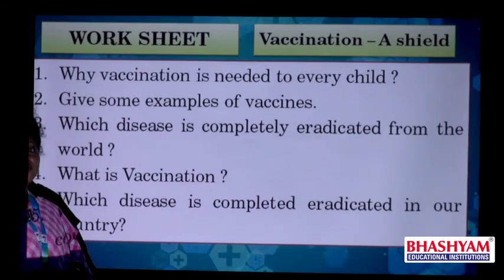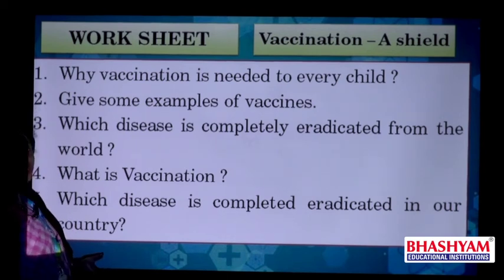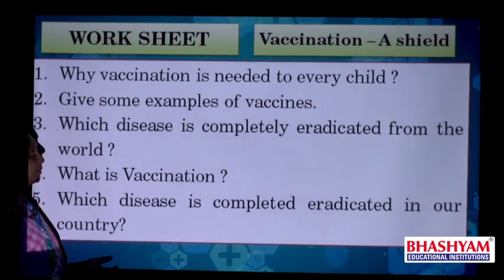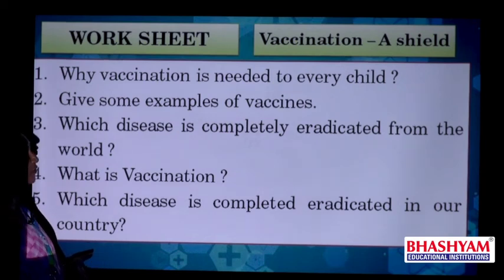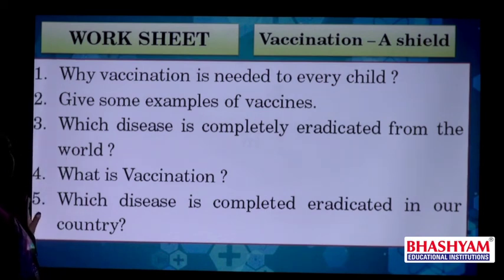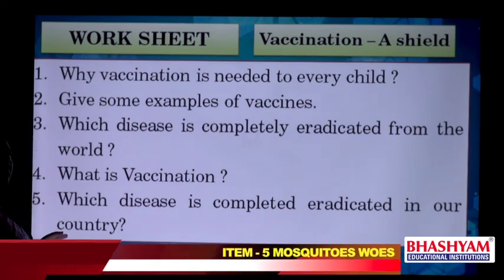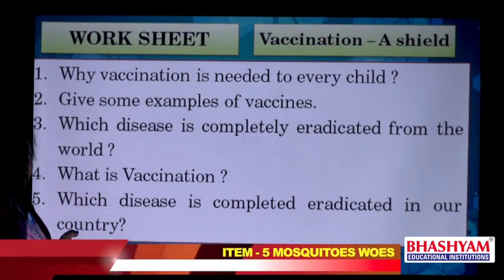So dear students, I hope you understood the class, and based on today's topic I am going to ask you some questions. The first list of questions is about vaccination. Why is vaccination needed for every child? Give some examples of vaccines. Name the disease which is completely eradicated from the world. What is vaccination? Write down the definition of vaccination. Which disease is completely eradicated in our country? Throughout the world, which disease is eradicated? And in India, which disease is eradicated?